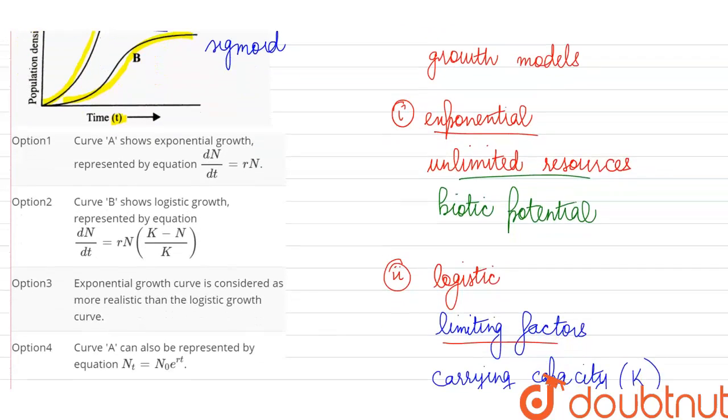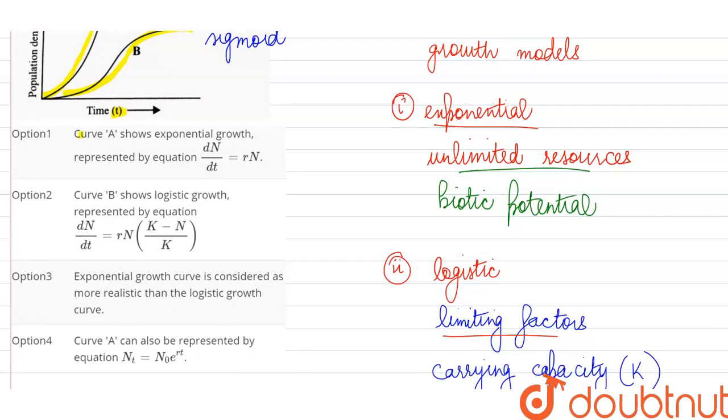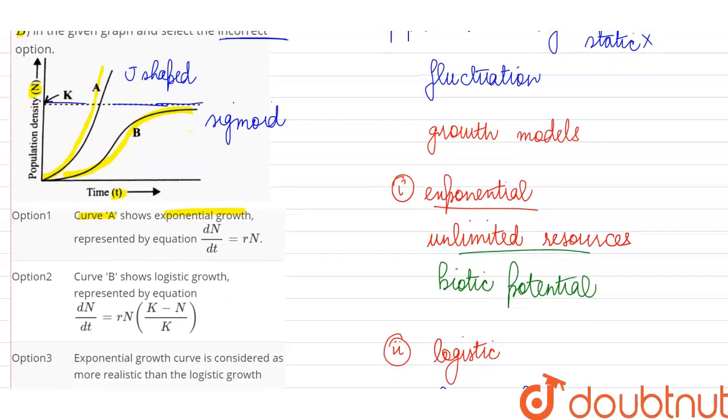So if we look at the options that have been given to us, first of all, they are saying curve A shows exponential growth. Yes, this is correct. Curve A is showing exponential growth. It is the J-shaped curve, and it is represented by the equation dN/dt = rN. Now this is also correct. The equation given for the population growth is correct.